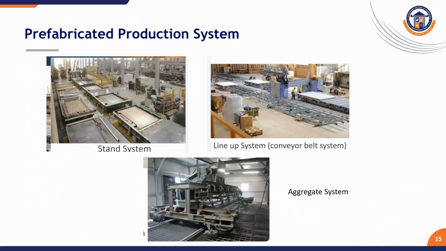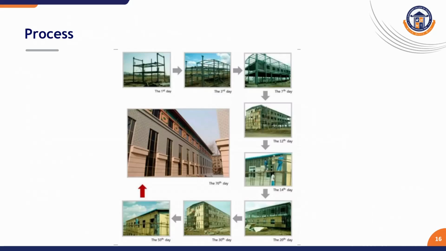So the prefabricated production systems involve the stand system, line-up system, that is the conveyor belt system, and the aggregate system. In the stand system, the components are placed in the stands, whereas the conveyor belt moves the panels, and in the aggregate system, the aggregates are forced into the panels and it is built as a complete panel. So the production systems include three types of processes.